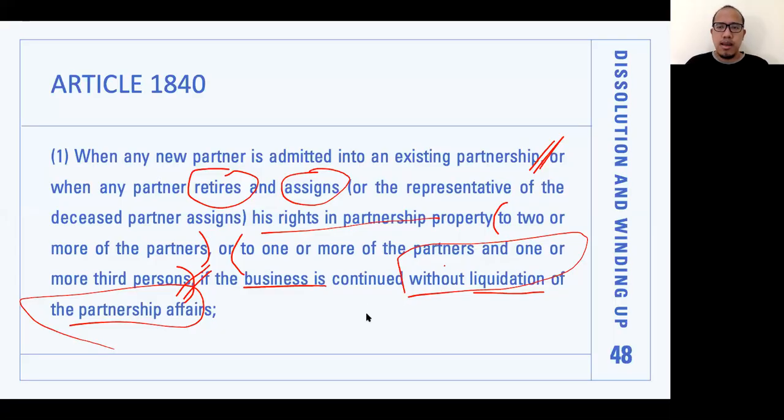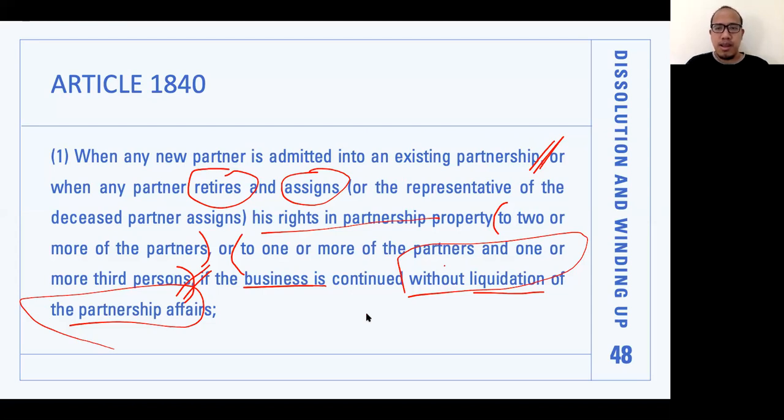So walang nangyari na pag-identify ng mga assets, pagbabayad ng mga creditors, etc. Bakit hindi nila ginawa yun? Kasi nga tinuloy nila yung business. At dahil tinuloy nila yung business, kung sino man yung mga creditors mo before, ayun pa rin ang mga creditors mo for the new partnership.